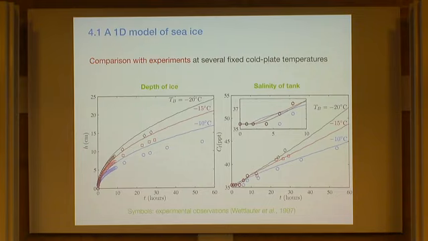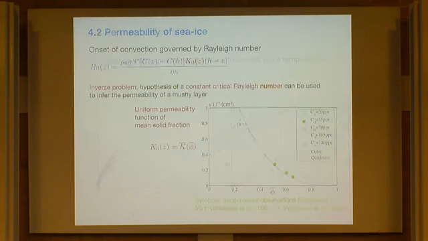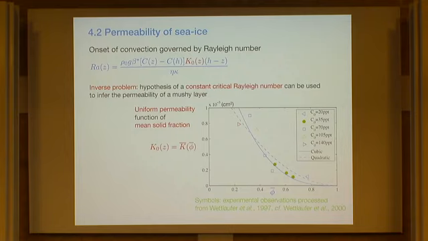The next two slides are a slightly complicated attempt to offer an explanation of what's going on. And the key is the permeability of sea ice, which is not very well known. So one approach is, let's assume we all agree with the linear stability analysis and that the onset of convection is governed by a critical Rayleigh number. So we'll take that as more certain than our knowledge of the permeability of sea ice and use that hypothesis to infer the permeability of sea ice. And here are two ways to do that.